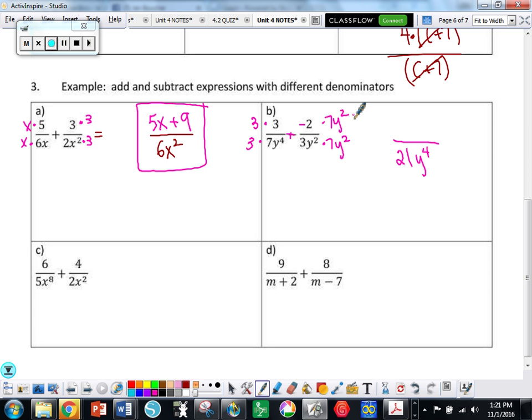So, final answer here. Simplify the top. 3 times 3 is 9, minus what? And then check really quick. Can you factor anything out of the top? No. So you are done. Was that one a little bit easier than the first?